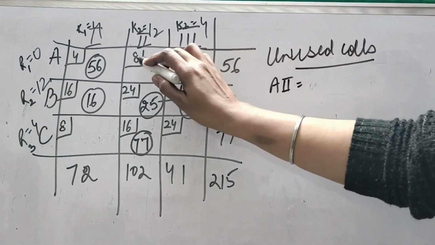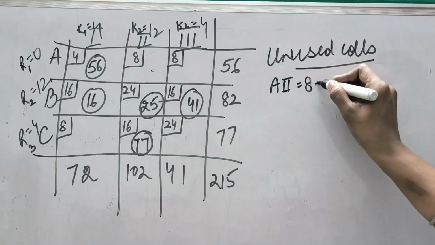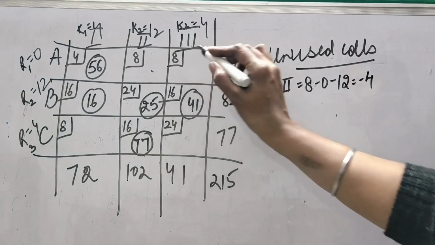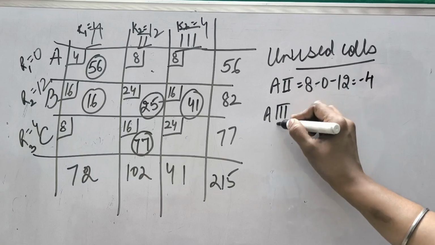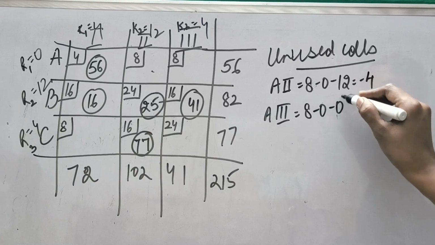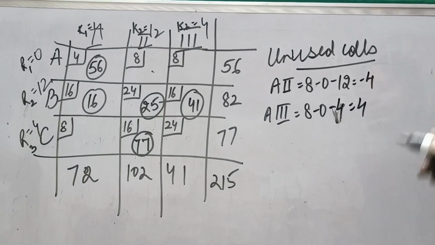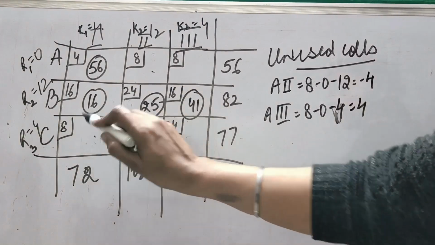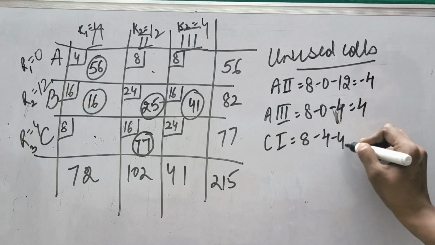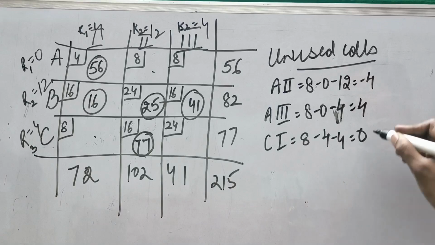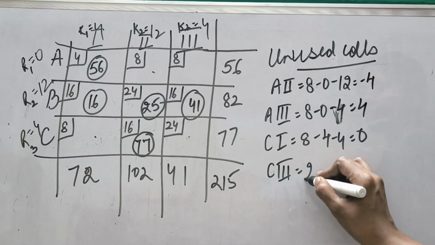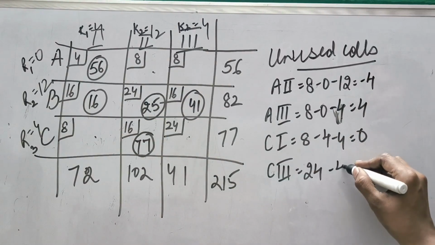For calculating its opportunity cost, 8 minus 0 minus 12. First opportunity cost is minus 4. Next is the A3 cell: 8 minus 0 minus 4, its answer will be positive 4. Now this is C1: the value will be 8 minus 4 minus 4, it comes out to be 0. Again, this is the cell C3, and its opportunity cost will be 24 minus 4 minus 4.